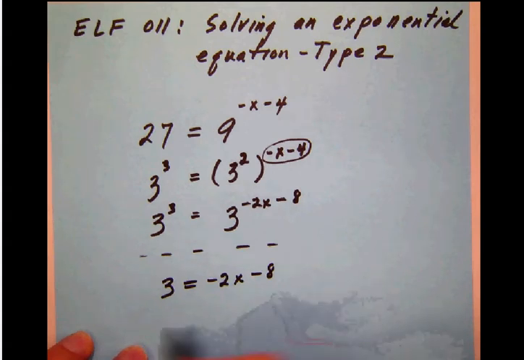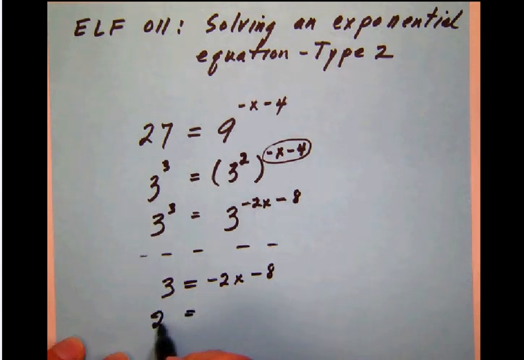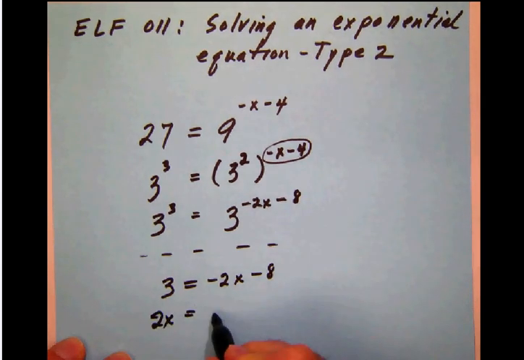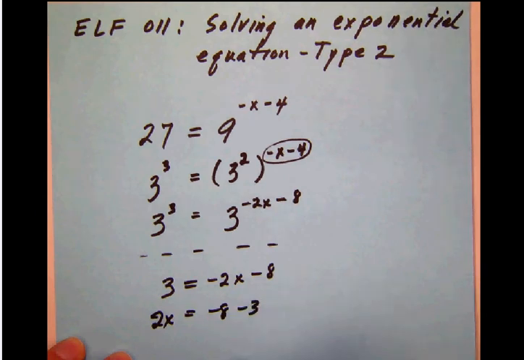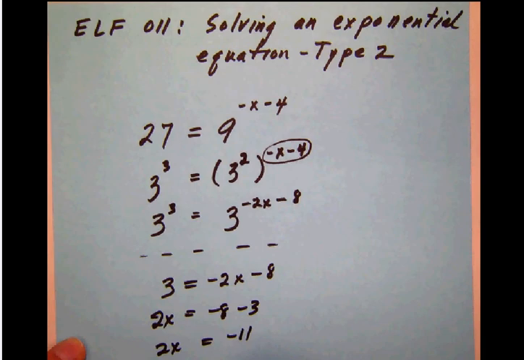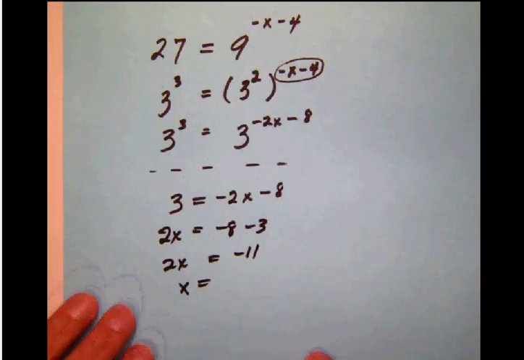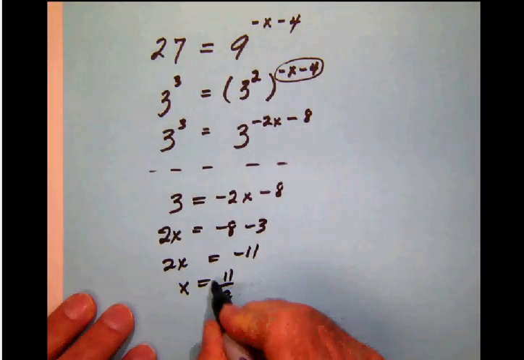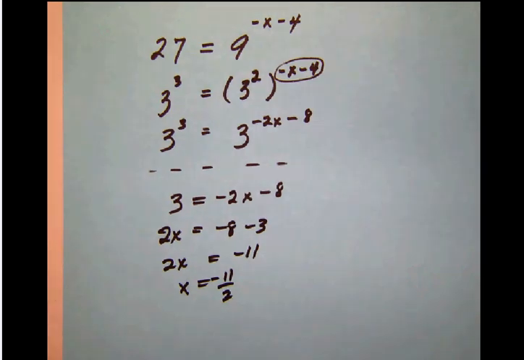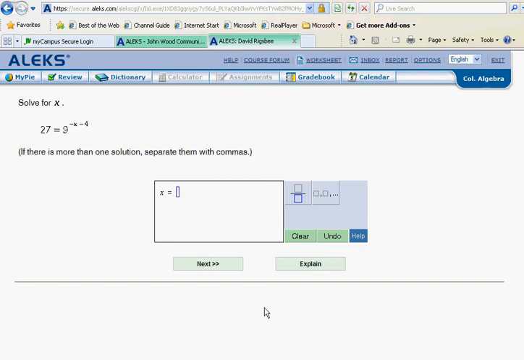And so let's move some things around. I'll move the 2x to the left-hand side. I'll move the 3 to the right-hand side. So I'll get 2x equals negative 11, and x is equal to negative 11 halves. And so this should solve the problem. Let's go back to ALEKS and enter that answer. So we will enter negative 11 halves, and let's check it.